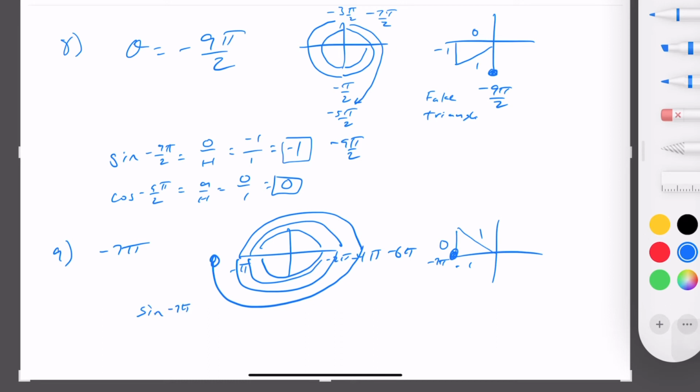So the sine of this is opposite over hypotenuse. The opposite is 0, the hypotenuse is 1. So 0 over 1 is 0. The cosine of negative 7 pi is going to be adjacent over hypotenuse, which is negative 1 over 1. Now the problem itself is going to ask us to write all the other ones too.